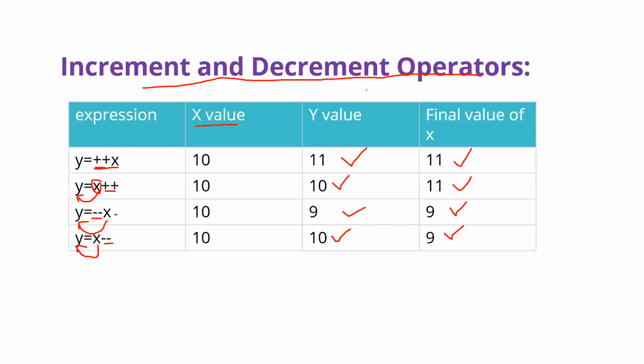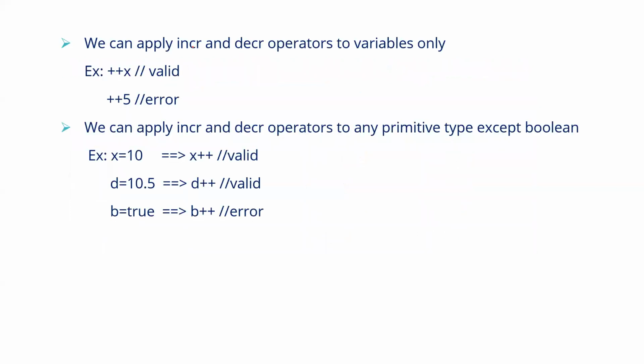In this way, you need to evaluate increment and decrement operators, and let's see some of the points related to them. Observe, these are applicable only to variables. If you apply them to a constant, you will get an error. Here x is a variable, you can apply the increment and decrement operators. There will be no problem. If you apply these operators on a constant, you will get the error, right?